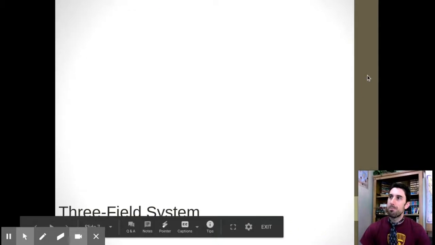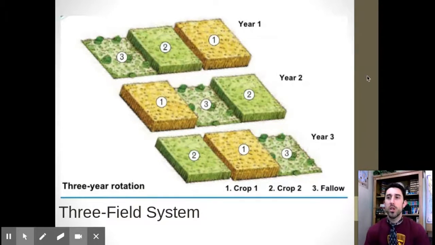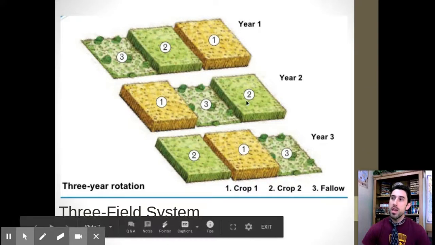Now, when we talk about farming in Europe during the Middle Ages and feudal system, we typically think of the three-field system. That means that when they're growing crops on their land, a farmer will typically divide his land into three segments. Here you would have a 3-year rotation, or a three-field system, in which you would grow crop 1, 2, and 3 and alternate them with any given year.